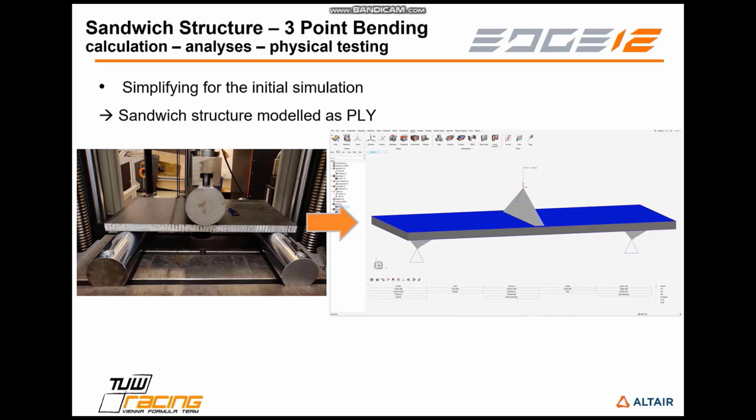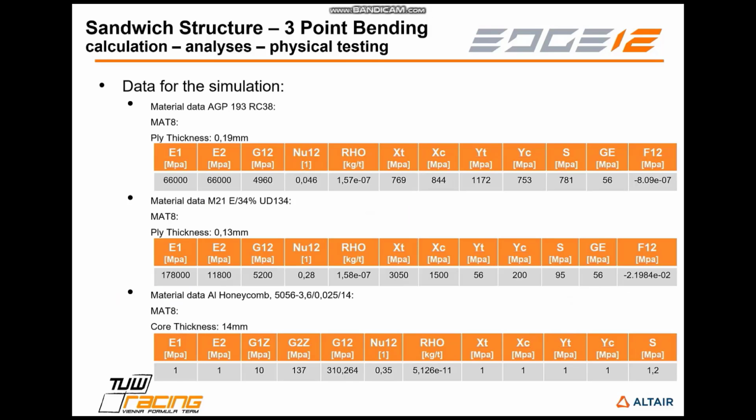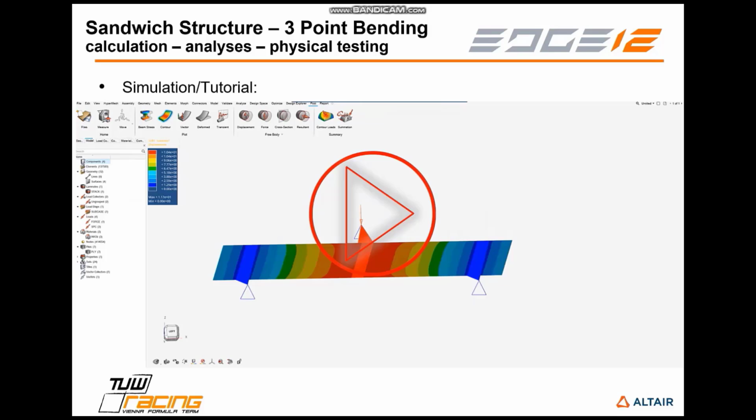I will show you how to set up a basic ply-based simulation for 3-point bending, where the sandwich structure is modeled as a ply. So the panel which is to be simulated is 275 by 500 millimeters, and the force acting on it is around 8 kilonewtons. Here you can see the material data used for this simulation. If you want to make the simulation yourself, then use the data in this picture. Then a short tutorial about the basic simulation.